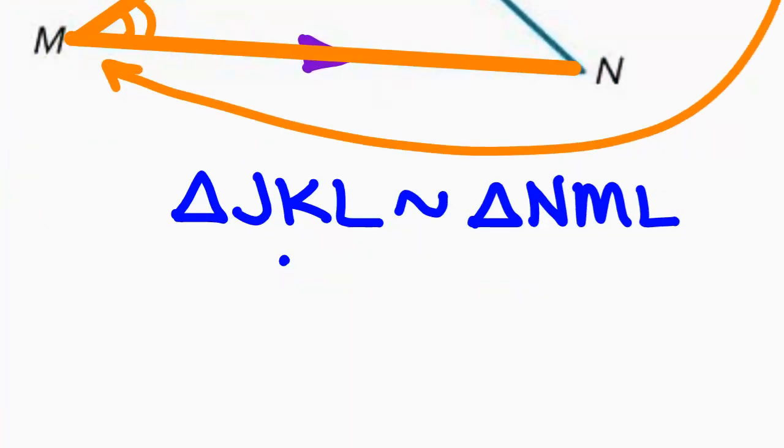Using which of those triangle similarity postulates? Angle, angle, side, side, side, or side, angle, side? Using angle, angle similarity.